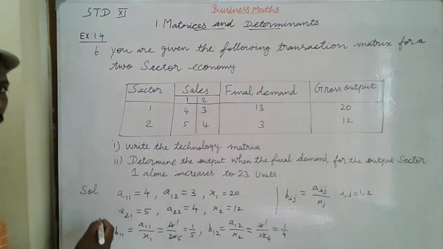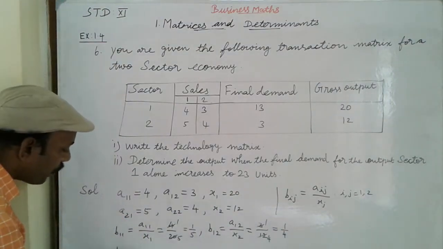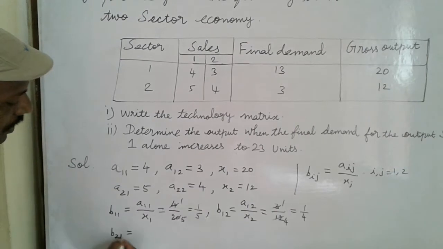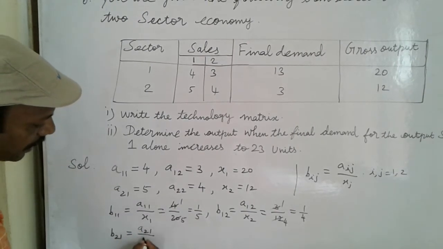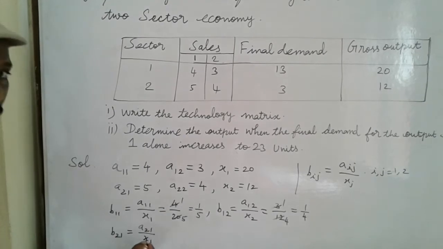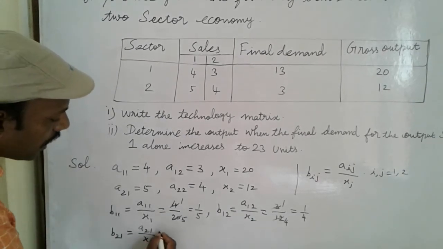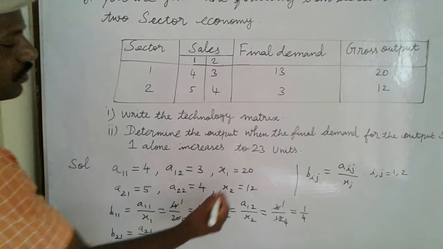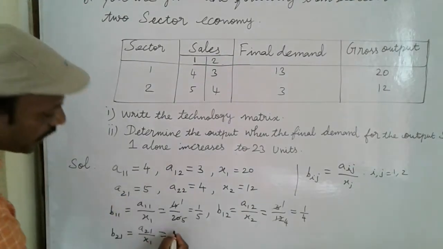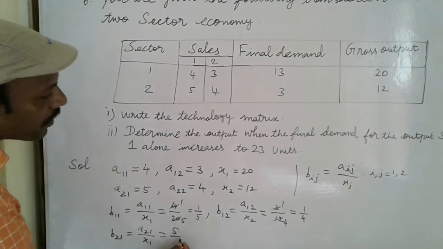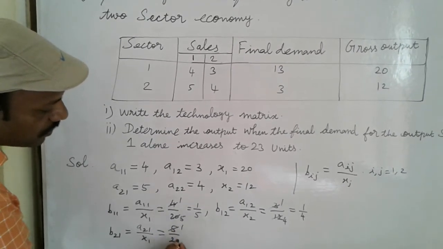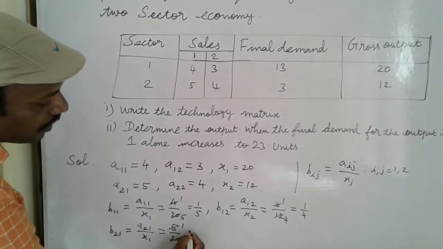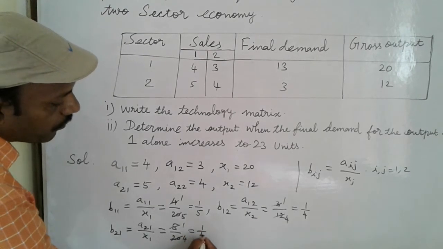Next we should find out B21. B21 equal to A21 divided by x1. So A21 is 5 divided by x1 is 20. So 5 1 time, 20 is 4 times, equal to 1 by 4.